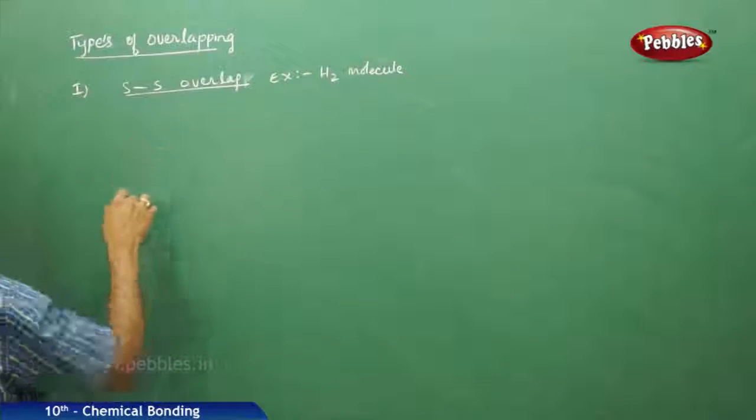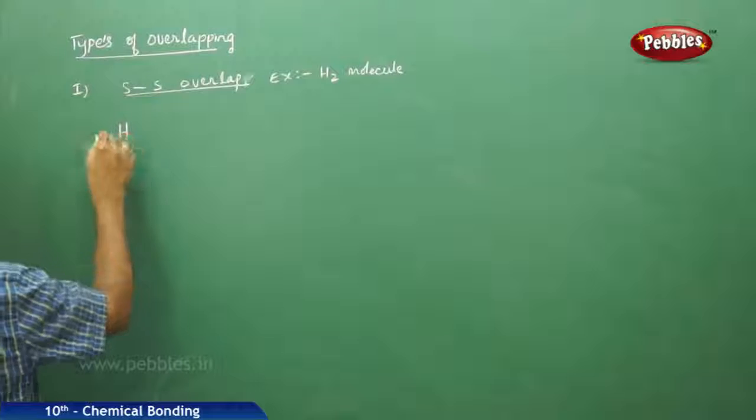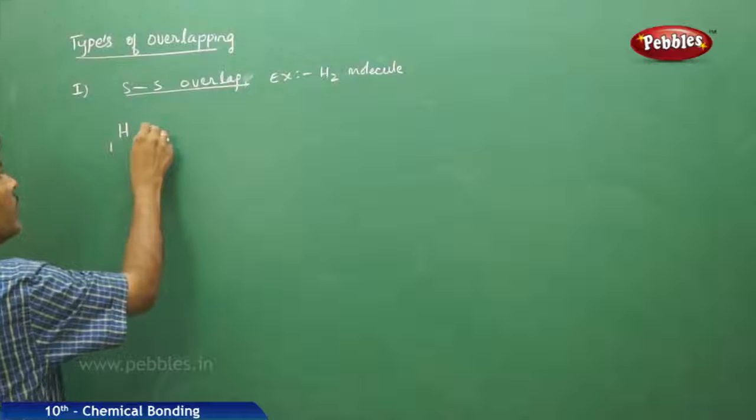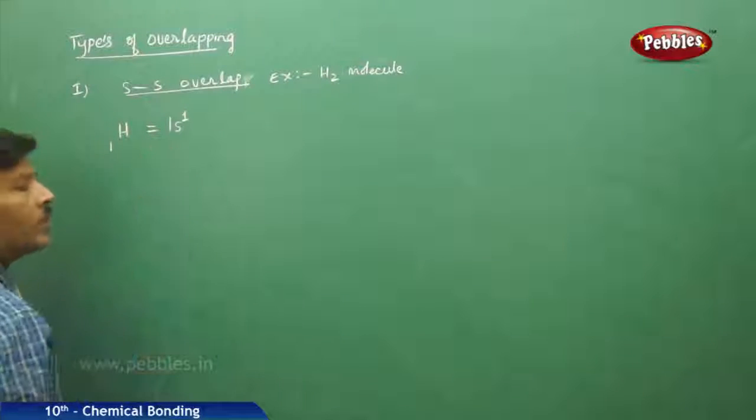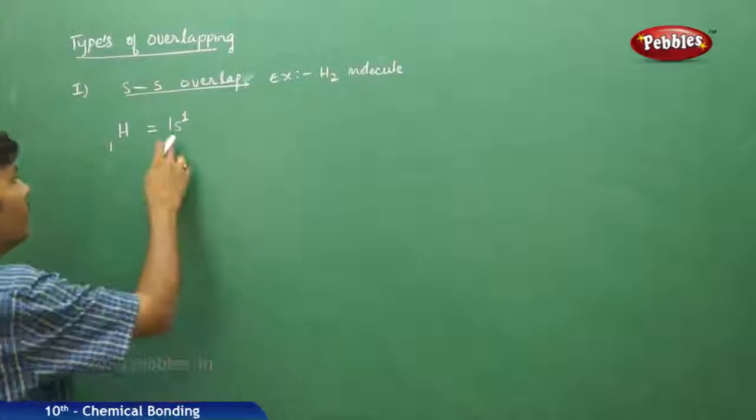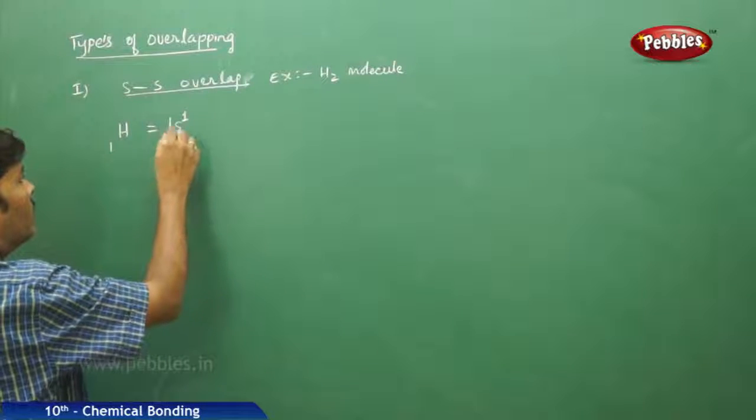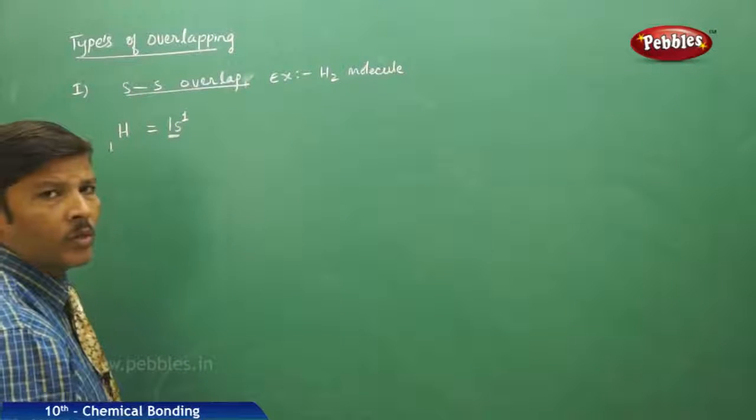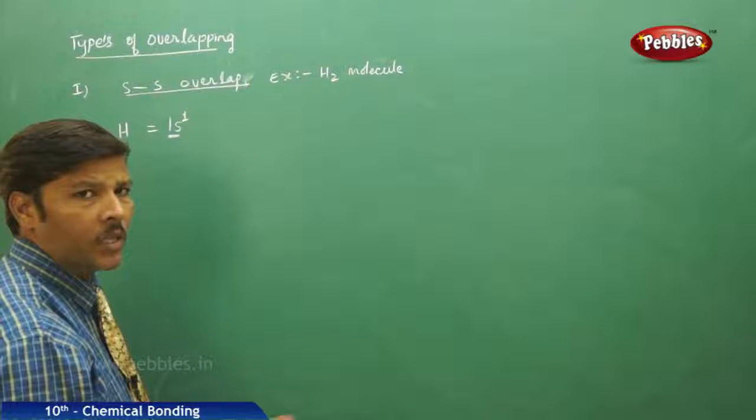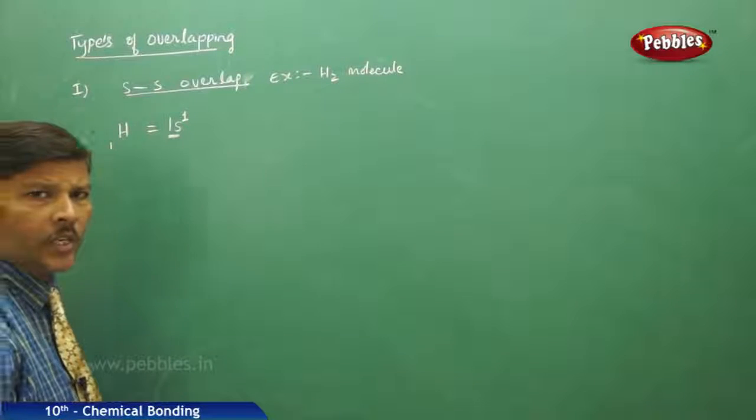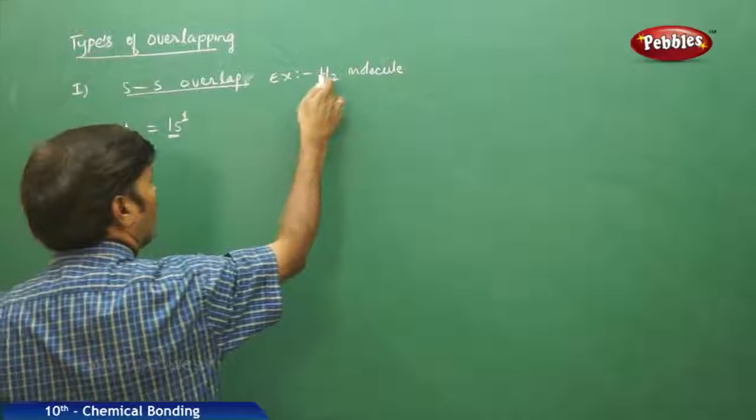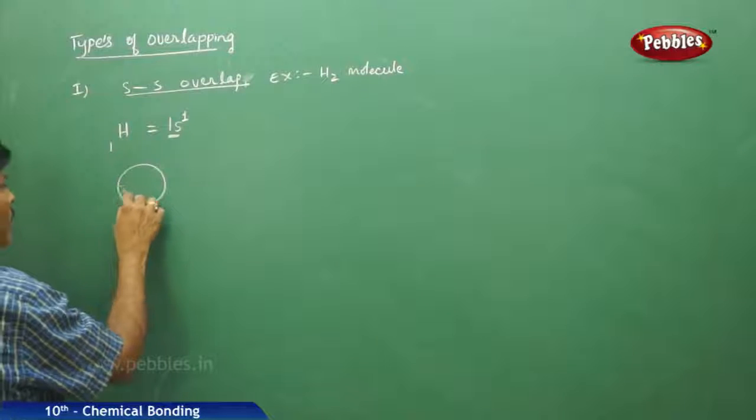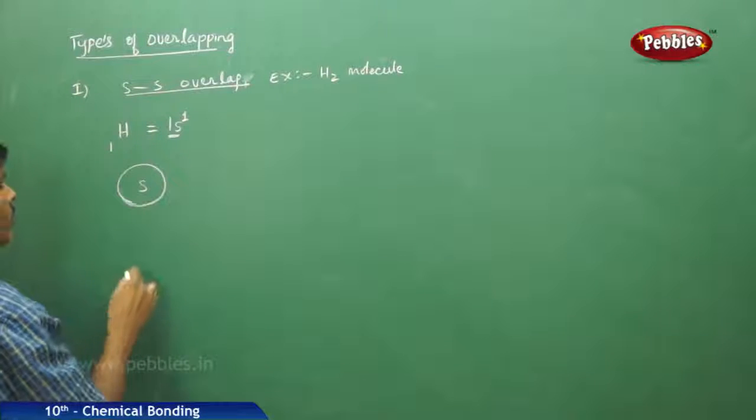In this H2 molecule, we take one hydrogen. The atomic number of hydrogen is 1, and if you write the electronic configuration of each hydrogen, it is 1s1. This 1s atomic orbital of hydrogen is spherical in shape and contains one unpaired electron. The shape of any s orbital is spherical. So, because it contains two hydrogen atoms, take two spherically shaped s orbitals.